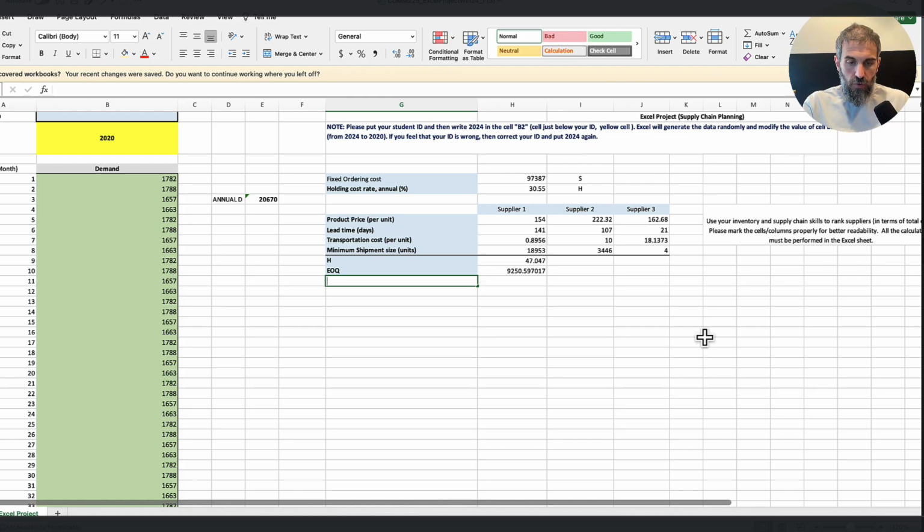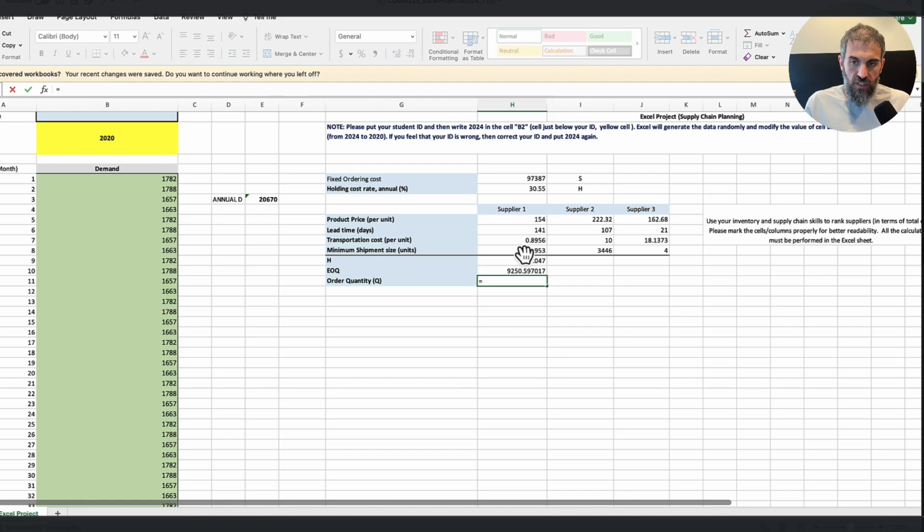Then for order quantity, which is Q, here you want to look at this minimum shipment size. You see how the 9,000 EOQ is less than the minimum? That means that your ordering quantity should be the minimum. Had the EOQ been higher, I would use the EOQ here. It's kind of like when we did quantity discounts or the crash course or the weeklies. If the minimum size exceeds your EOQ, then that's what I'm going to put here. I'm going to be ordering this quantity. And then calculate your total cost.